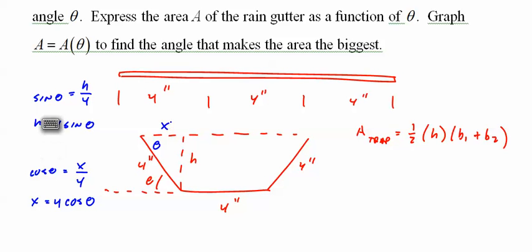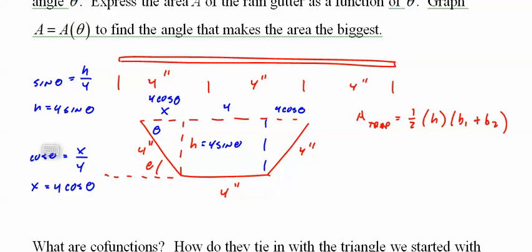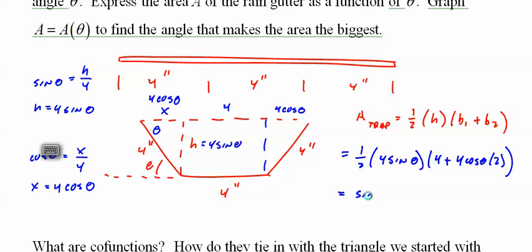And now we can look at this and say, well, this is 4. This is 4 cosine of theta. This is also 4 cosine of theta. And the height is 4 sine of theta. So this is actually very much a calculus problem, because you would actually blast this out. 1/2 4 sine of theta, 4 plus 4 cosine of theta times 2. It's 2 of them. And you could simplify a little bit, but long story short, you're going to get 2 sine of theta times 4 plus 8 cosine of theta.